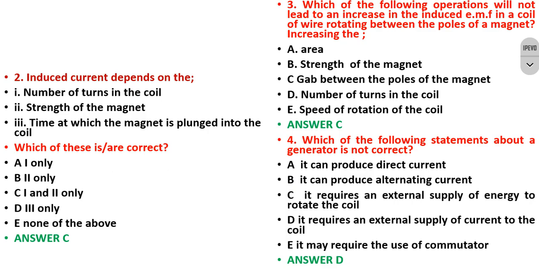It requires an external supply of current to the coil. Which of the following statements about the generator is not correct? So the rest are correct because generators produce direct current. We have DC generator, we have AC generator. B says it can produce alternating current. The other one, it may require the use of commutator. So the option here, D, is the correct answer.